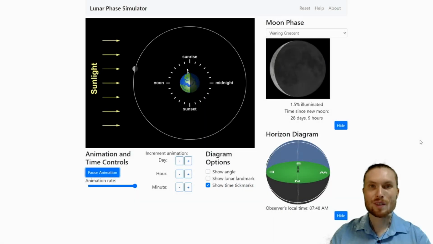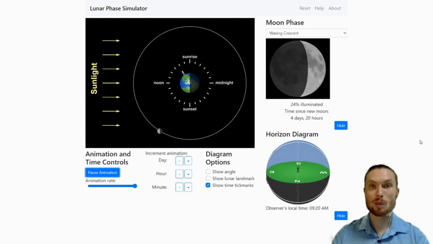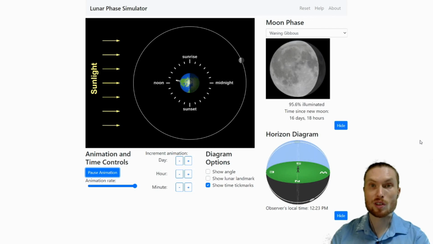Okay, in this video we learned a lot of information about the moon. We learned about vocabulary, we learned about moon phases, and we learned about moon position. So we learned how to make a diagram to show where the moon is and when the moon rises and sets in each phase of the moon.